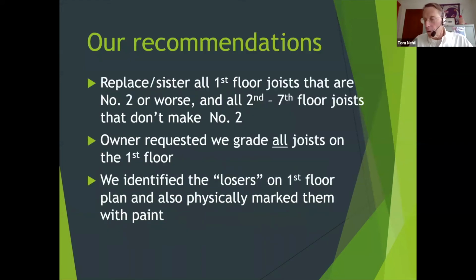So I was able to come back to them with a recommendation that what we need to do is on the first floor, where you want to have assembly loading, retail, 100 pounds per square foot, all we need to do is get rid of all the number 2 material. Anything that's number 1 or better is going to be okay. So the owner said, well, okay, why don't you come in and grade all the joists on the first floor then and tell us which ones we need to remove or strengthen. And we did that.